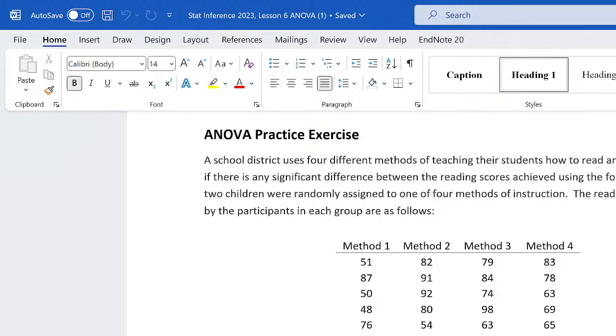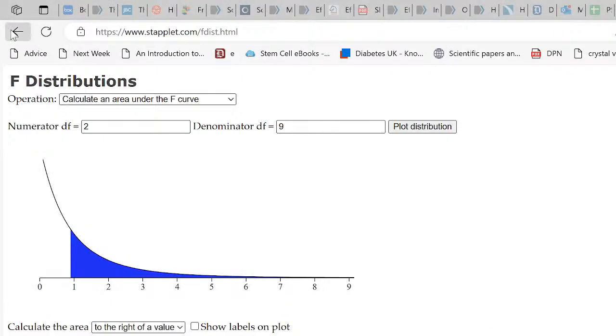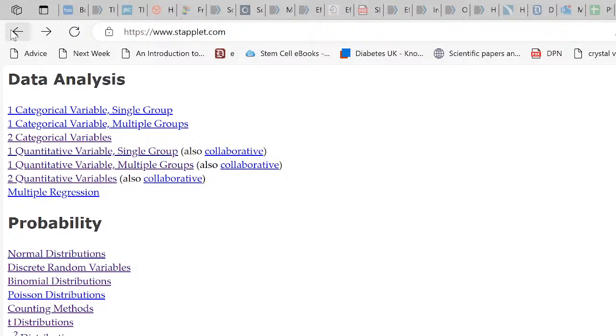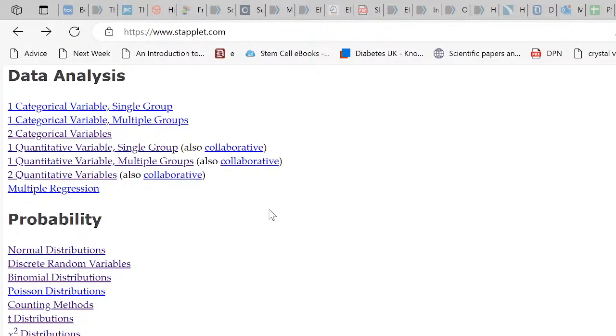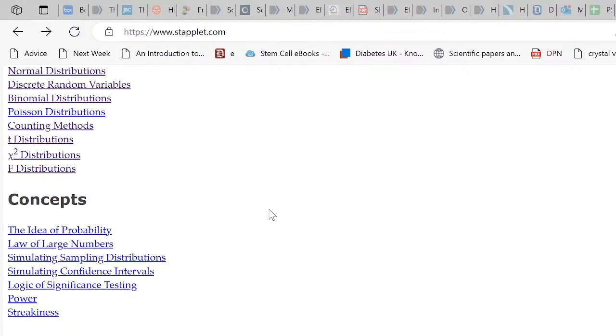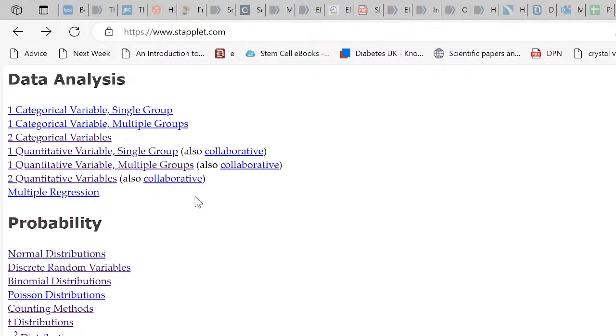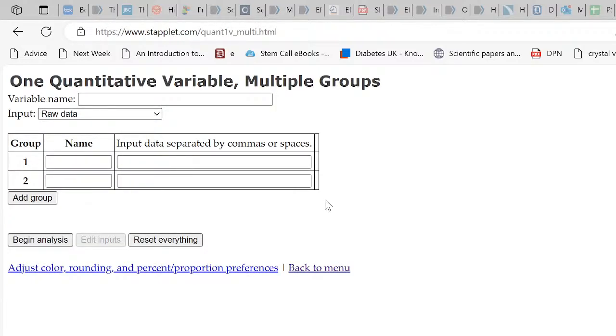So here we go. Let's go back into Statlet, go back to the main menu. Where do you want to go? Oh, yes, sorry. 1 quantitative variable, multiple groups. Yeah, so you only have 1 variable, time to death. So I'm gonna name it time to death. Time to death in days.